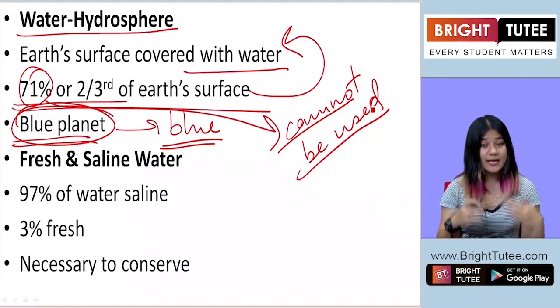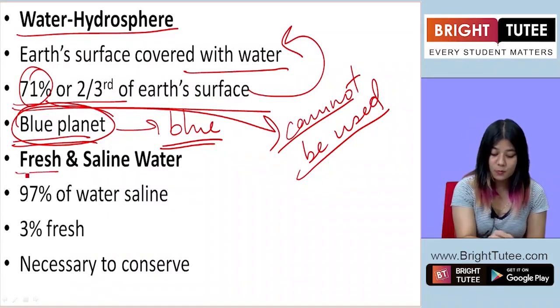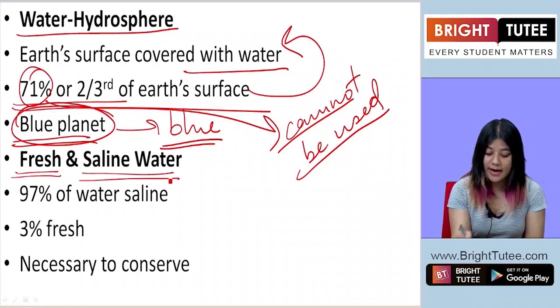So the water that is on the Earth's surface is of two types. One is fresh water and the other is saline water.